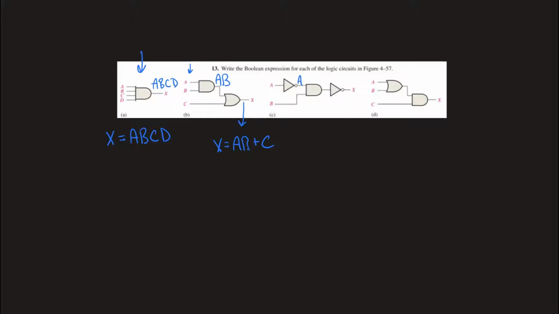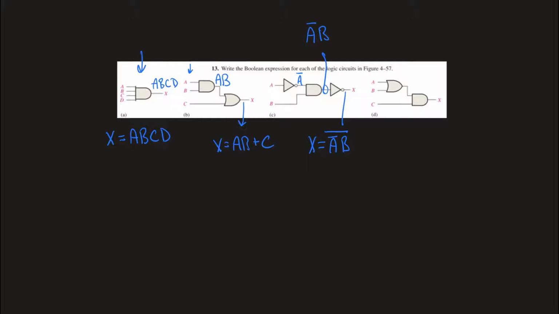Here we have A naught. Then at the output of this one, we have A naught ANDed with B. And then you've got to be careful here. Notice it's ANDing the whole thing. So the output of this would be X is equal to A naught B and the whole thing ANDed.